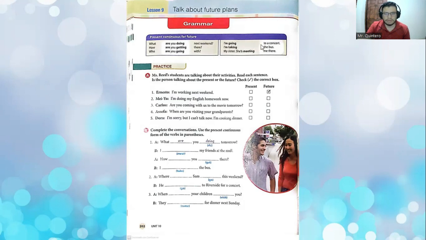I'm going to a concert. How are you getting there? I'm taking the bus. Who are you going with? My sister. She's meeting me there.